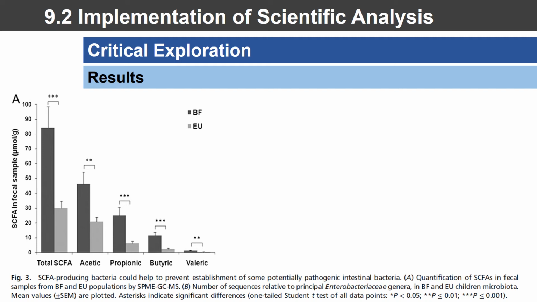And so what you see is on the y-axis, short-chain fatty acids in fecal samples given to you as a particular concentration, micromolar per gram. You have a black set of bars and a gray set of bars where those colors differentiate the diet groups, black being the BF and gray being the EU. And then you can see comparisons for, on the x-axis, total short-chain fatty acids, or each of the 4 individual ones that follow: acetic, propionic, butyric, and valeric.